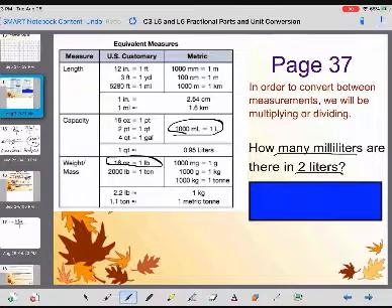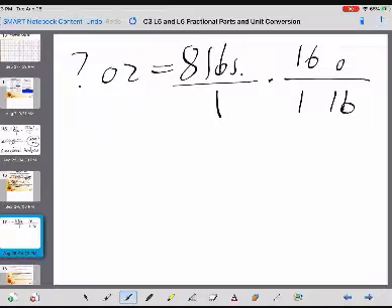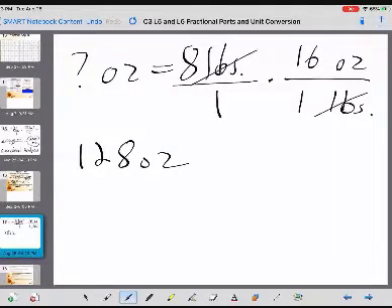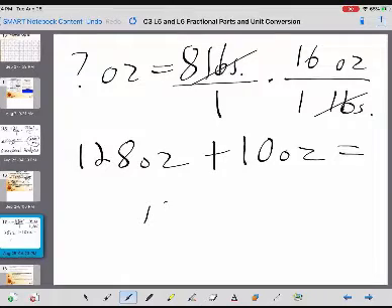So let's go back here. So therefore, I know pounds on top, so to cancel it, I'm going to have to put pounds down below. So 1 pound, there's going to be 16 ounces. So if I have pounds on top and bottom, they're going to cancel. And so what we get is 8 times 16 ounces. And so that is going to be, I believe, 128, I want to say. Yeah, 128 ounces. But remember, it was 8 pounds, 10 ounces, so we need to add that 10. So plus 10 ounces is going to give us 138 ounces as the weight of James.